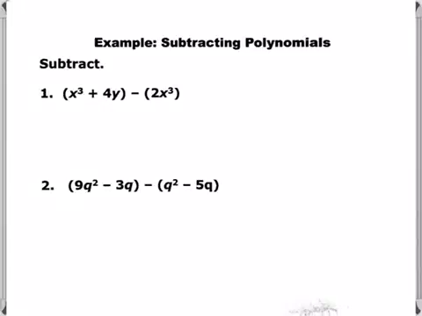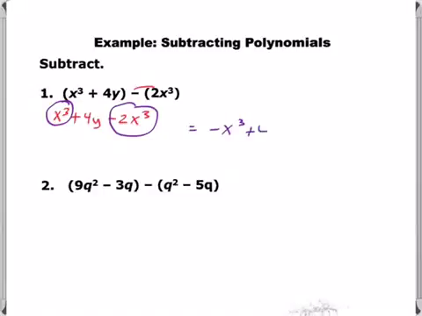So in this first one, we've got x cubed plus 4y minus 2x cubed. So we're going to distribute that there. So what happens is we can kind of leave the parentheses out of it now. And this is how our problem looks. Well, right now I know I have like terms in x cubed and negative 2x cubed. So when I simplify this, I've got negative x cubed plus 4y as my final answer.